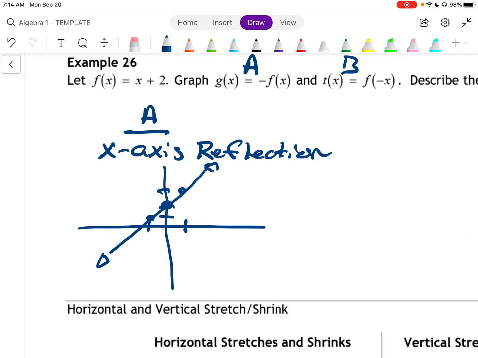Now, it's an x-axis reflection. This is my x-axis. So each of my points, we'll start off with this one here. It's 1 unit above, so it's going to end up being 1 unit below. And then we have 2 units above, so the next one's 2 units below. And then 3 and 3. So it took this top one and it kind of like flipped it like that.